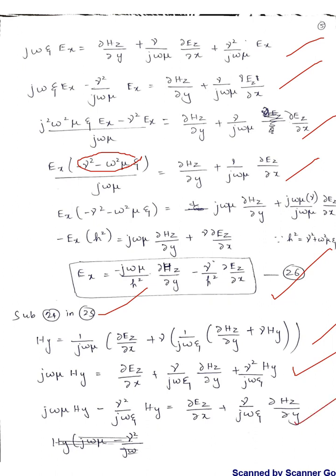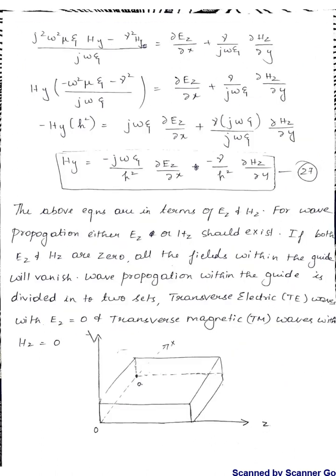And similarly I'm going to take this j omega mu to the left hand side, and after that similarly I'm going to take the LCM, and after taking the LCM, I have taken this Hy term common, and after that I am going to replace this gamma square, that is, minus omega square mu epsilon minus gamma square, as minus h square. This minus I have taken common, and after that I have replaced it by h square, and repeating the same steps, and finally taking this h square to the right hand side, I'll be getting the Hy equation also.